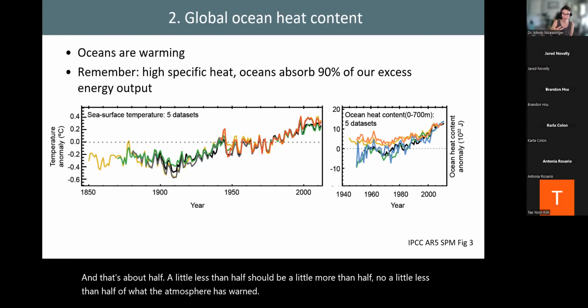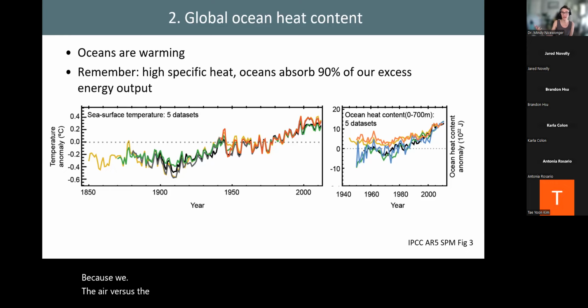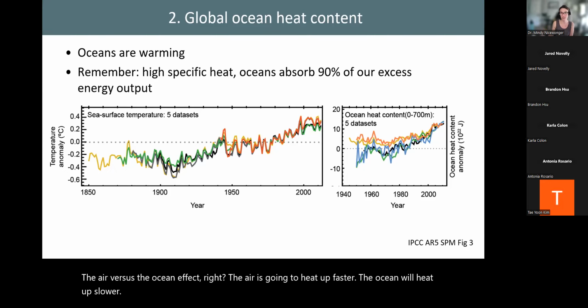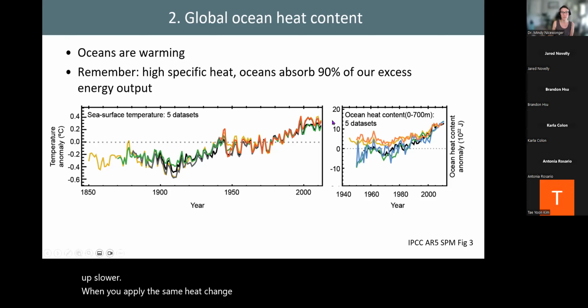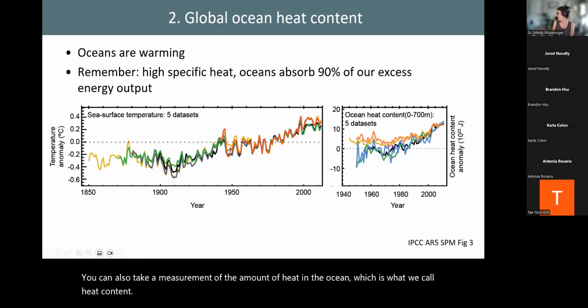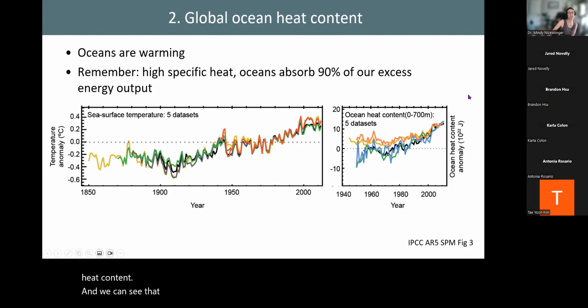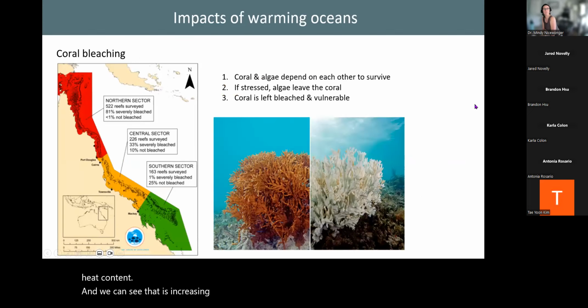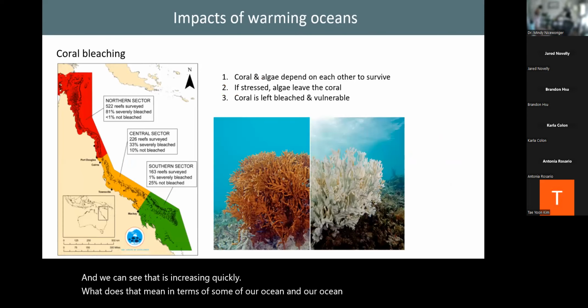That's because of the air versus the ocean effect. The air is going to heat up faster and the ocean will heat up slower when you apply the same heat change or extra heat. You can also take a measurement of the amount of heat in the ocean, which is what we call heat content, and we can see that it is increasing quickly.